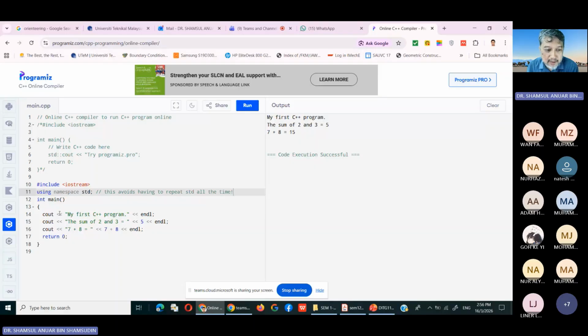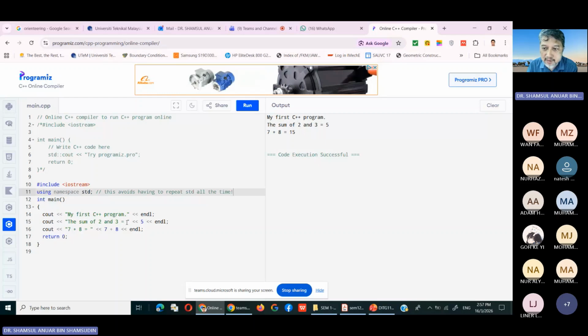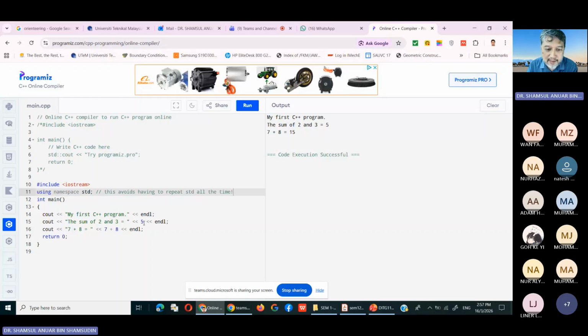So cout is just printing out or presenting whatever is in the quotation marks. So if you write whatever here, my first C++ program, it just spits that out. Okay, so after endl, it'll go down one more line. So in the new line, you'll write sum of 2 and 3 equals 5. So we directly put 5. We do the calculation for the program.